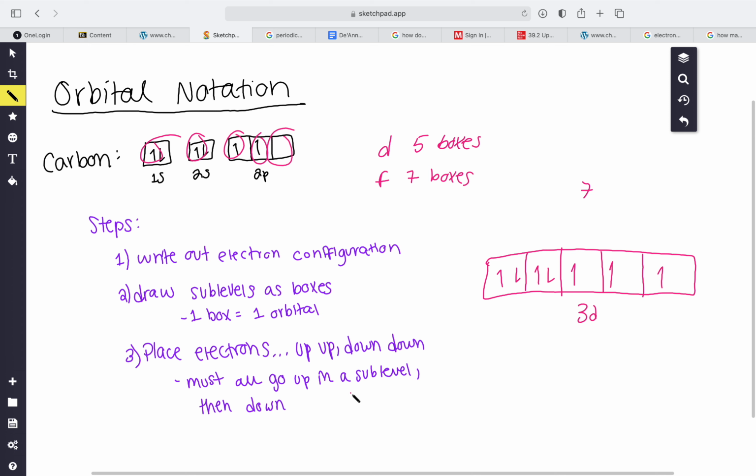So I write down here, must all go up in a sublevel, then down. And that just has to do with the stability of it. If you have electrons that are all spinning in the same direction, they're going to be much happier and much more stable than if you have them spin in all different kinds of directions. That's going to make them unstable. So it's better for them to be spinning in a singular direction, and then you can do the other direction, right? You want them to be stable first, and then you can go and do the things that make it a little bit unstable.